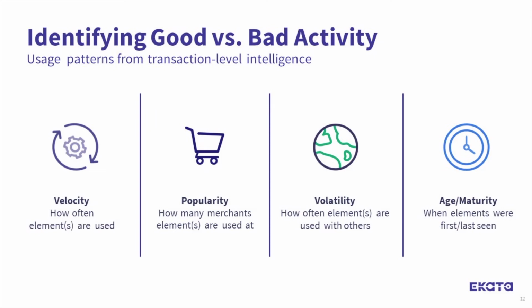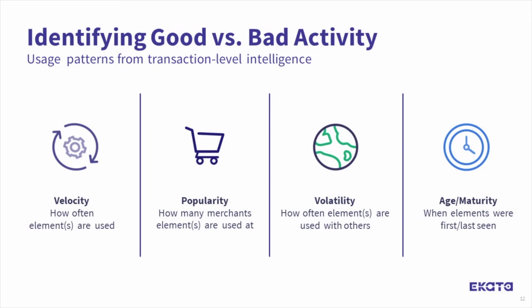One is velocity. So how often have we seen an identity in transactions in the last 30 days, last 24 hours, last 90 days, and so on and so forth. And we also look at anomaly in velocity. So, for example, if you are someone who transacts three transactions every month, and then all of a sudden that has gone up to 30, we look at that anomaly in behavior as well from a velocity perspective.